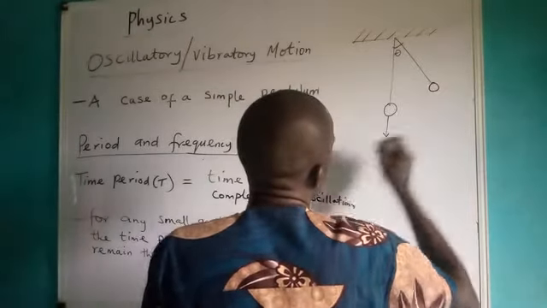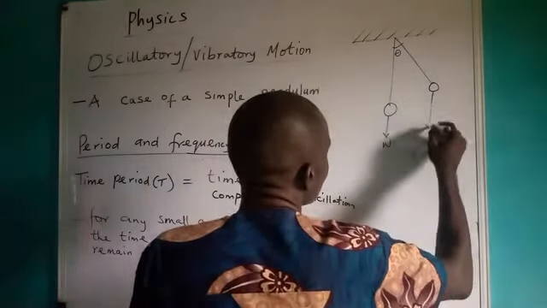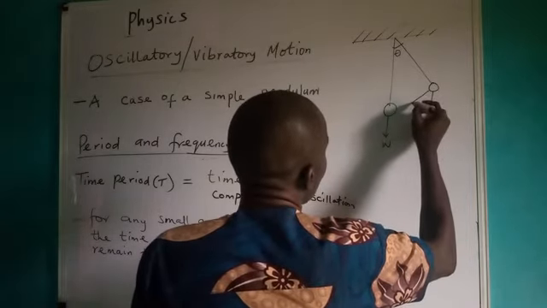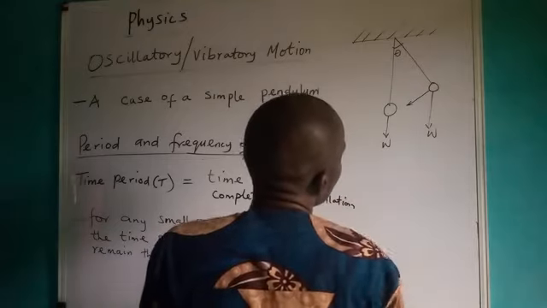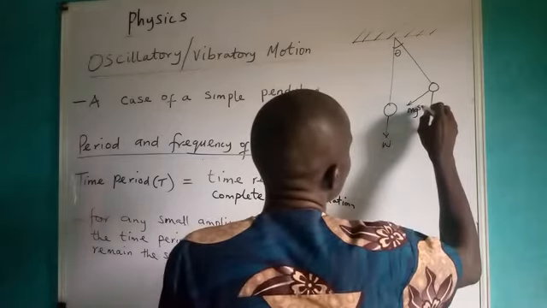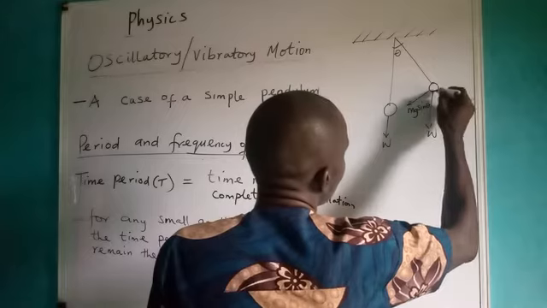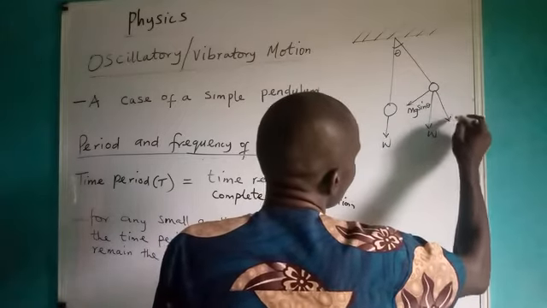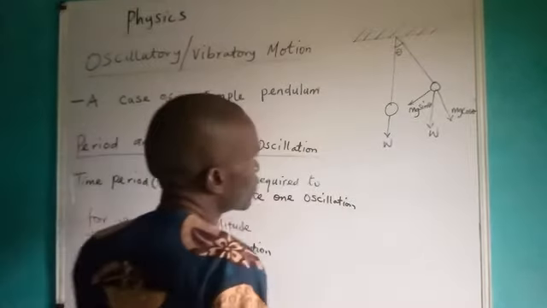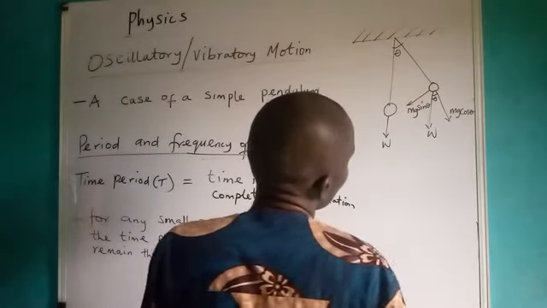And we have a weight force at this position. This one is W, and the force here is mg. This force here is mg sine theta. We have another one here, and this one is mg cos theta. If here is theta, here will also be theta. Please take note.